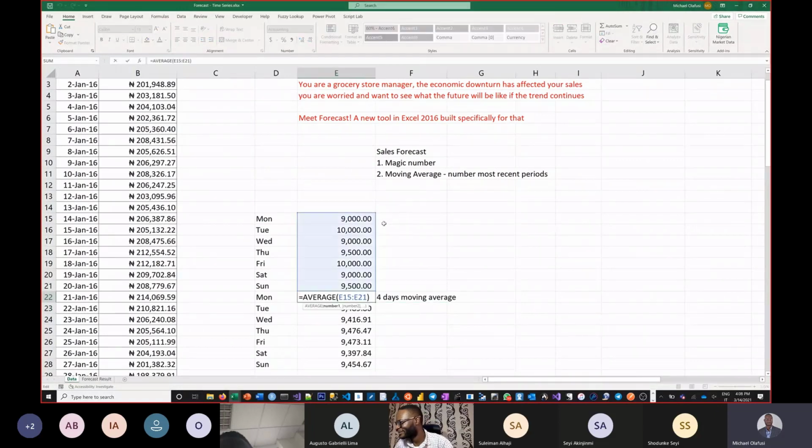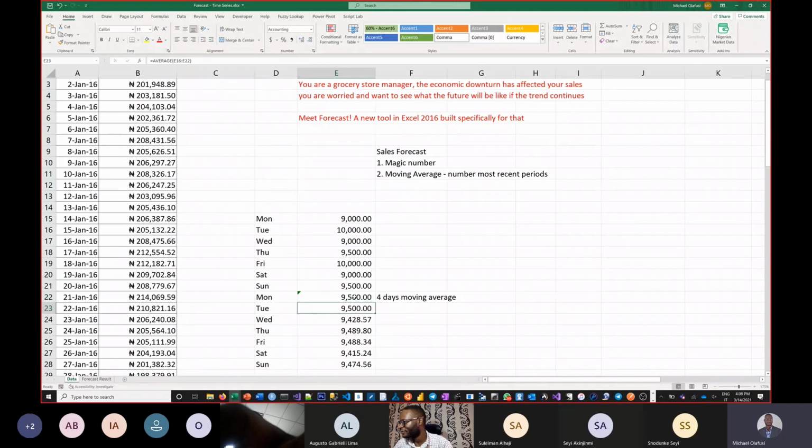I'll help myself. So 4 days means that I am going to use 1, 2, 3, yes, 4. We're going to use 4 days. Thank you. Awesome. Yes. So we're going to take the last 4 days. So that's moving average. And when people are setting budgets too, sometimes they use that.